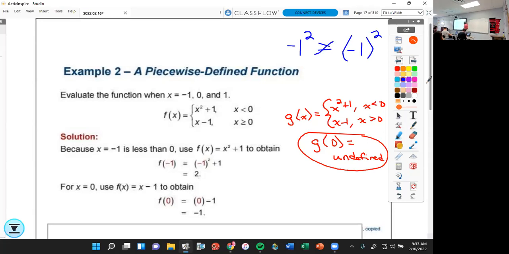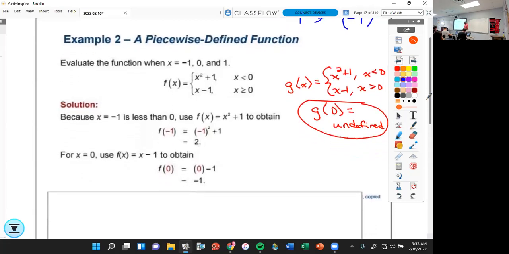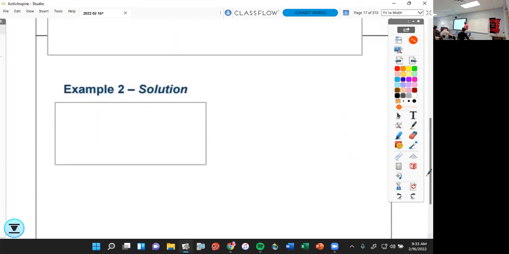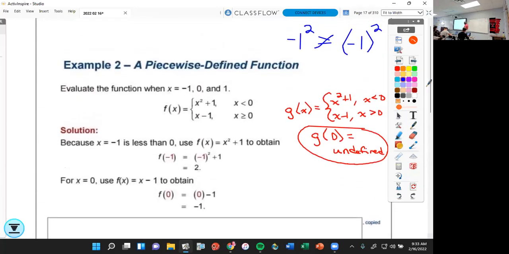Okay. And I believe the bottom is just working out the, yeah, we look at that. Plug in 0, and we're good to go.